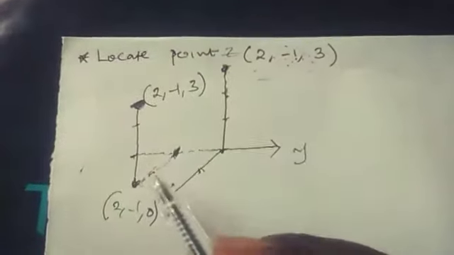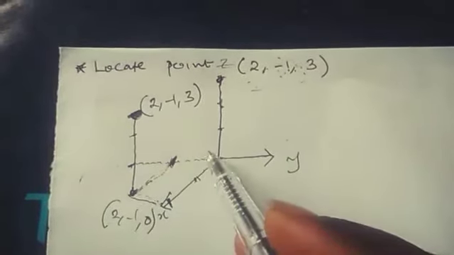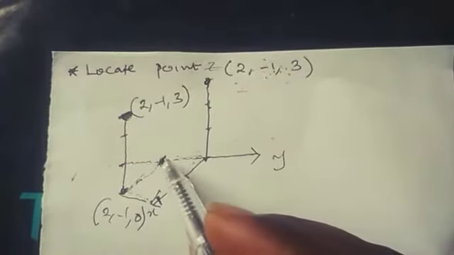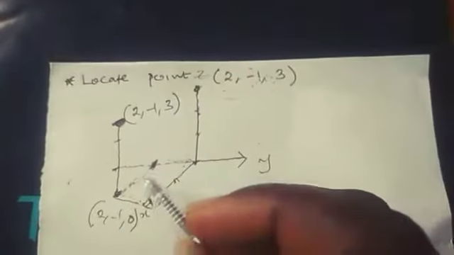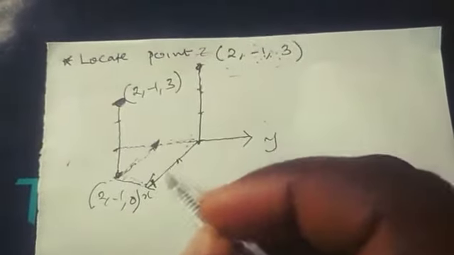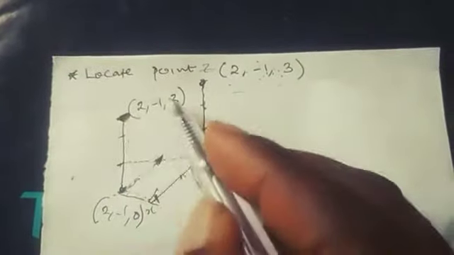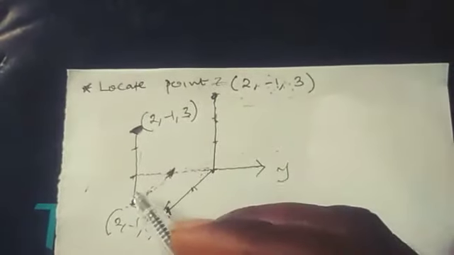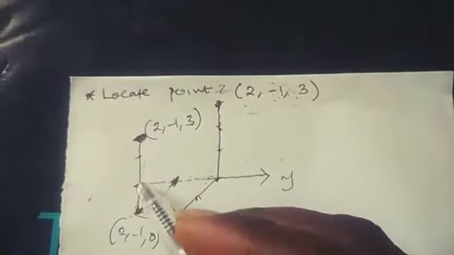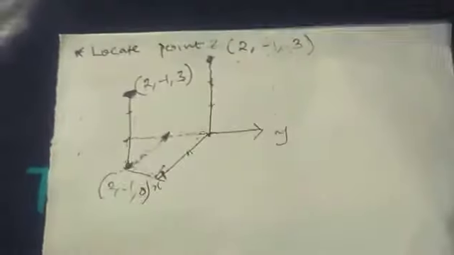Now 2 and 1 will meet. So this is where 2 and 1 will meet. We need to draw it so that it will be parallel to this y-axis here. At the end of the day, this is y here. They will come and join here. This one will be parallel to the x-axis. This is parallel to the y-axis. At the end of the day, they go and meet z at positive 3. So this is 1, 2, and point 3. So this is the point we are looking for. So that's how to locate a point in the 3-dimensional Cartesian coordinate.